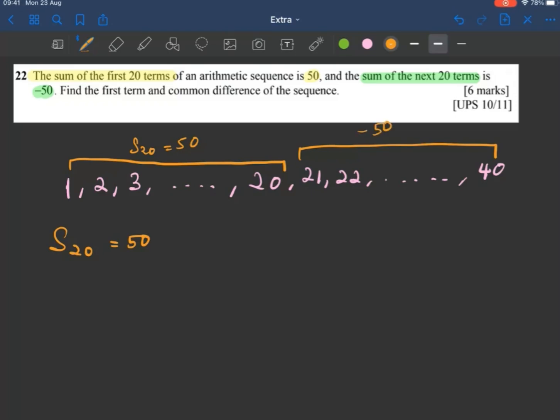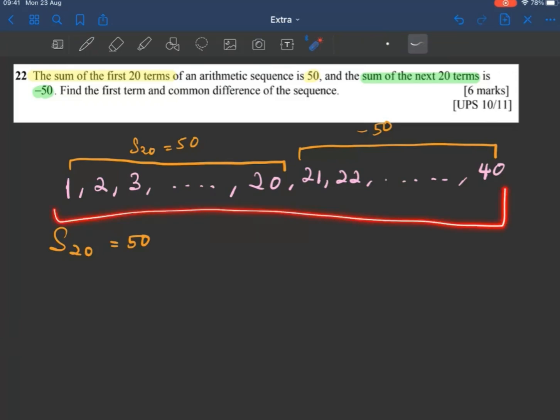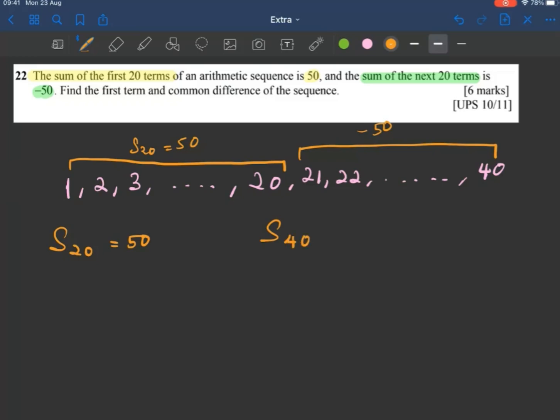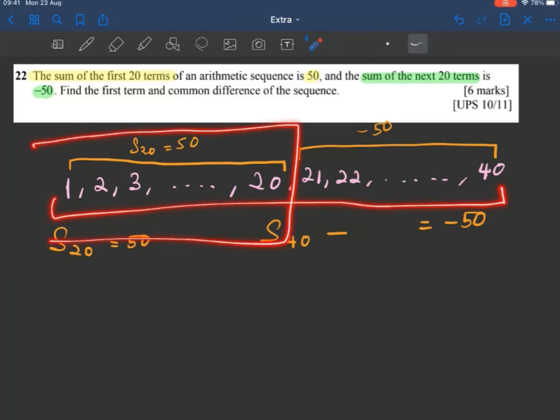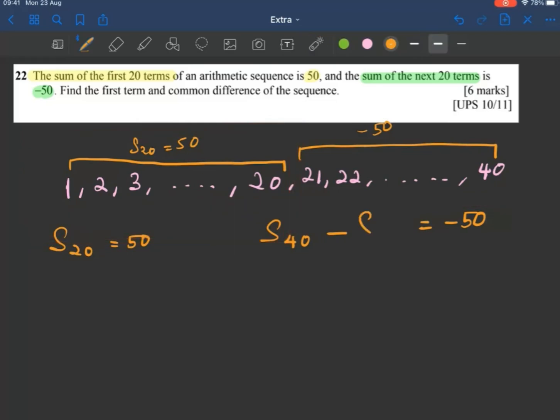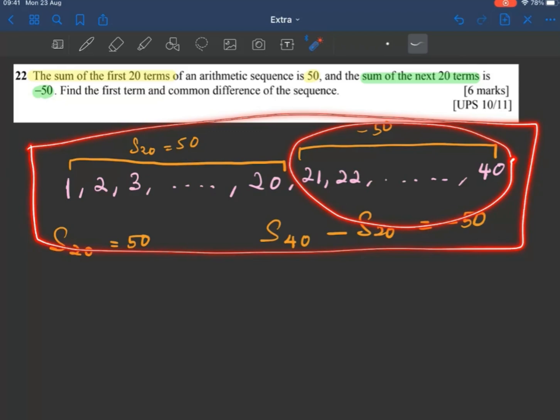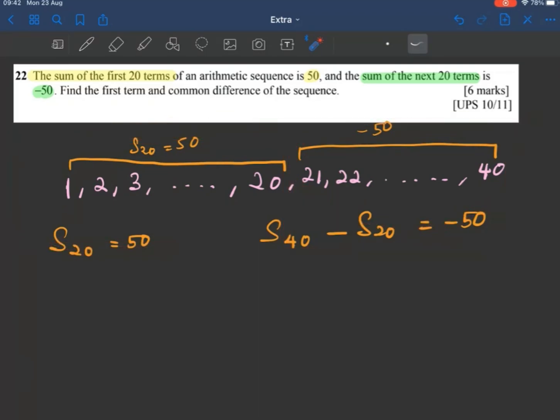Okay, so nak tulis dia, kita tahu S20 is equals to 50. So the whole thing kat sini ialah S40. S40 minus dengan S20 kita akan dapat negative 50. So sum of the next 20 terms tu inilah formula dia, S40 minus S20. Lagi sekali, sum of the next 20 terms tu ialah yang di sini. So apa yang kita buat ialah the whole thing S40 minus dengan yang ini, baru kita dapat yang dalam yang bulat tu.